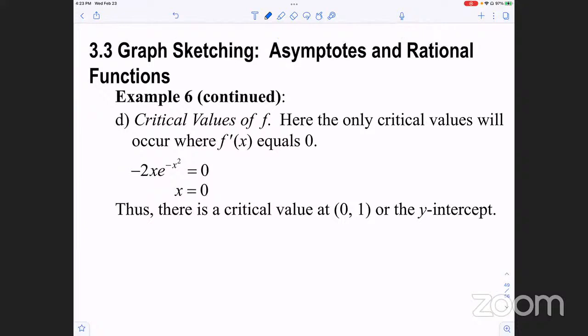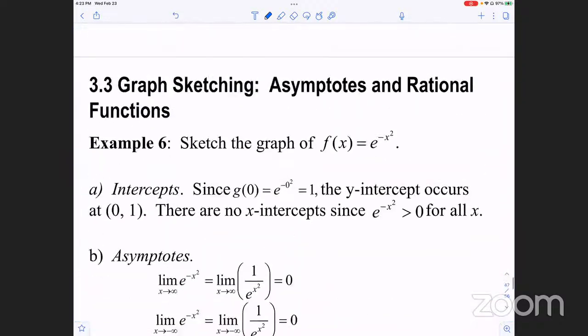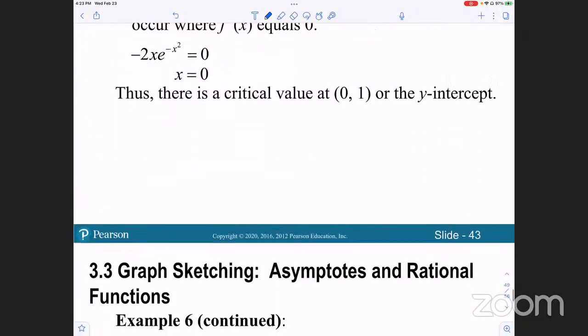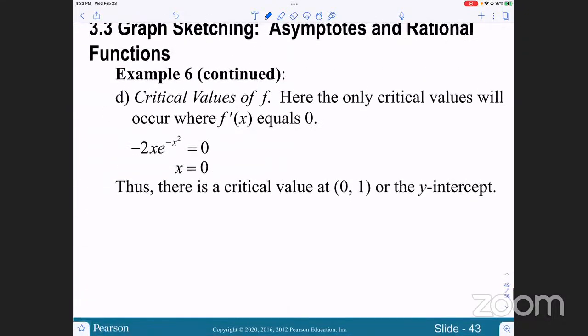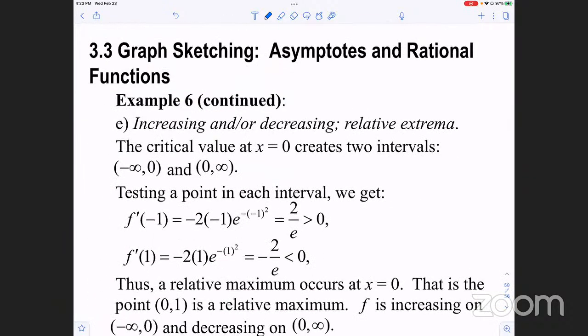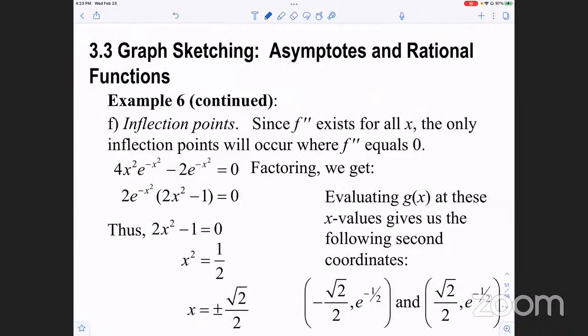So x equals 0 is a critical value, or, oh shoot, did we get that y-intercept? Y equals 1. Yeah, okay, let's keep going. The critical value indicates 2 intervals. So we have a relative max that occurs at 0. So it's increasing to the left of that and decreasing on the right. That's fine. Inflection point. See, we forgot the square.